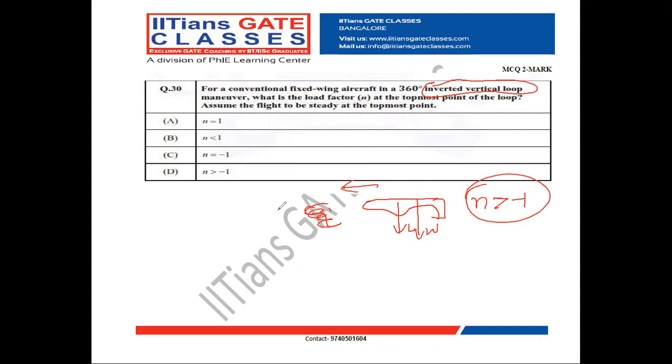When it is in steady level flight, the negative load factor will be when lift is balanced by weight, it will be n equal to -1. But the maximum load factor in a negative maneuver, that is inverted maneuver, is always greater than -1. So the answer is option D.